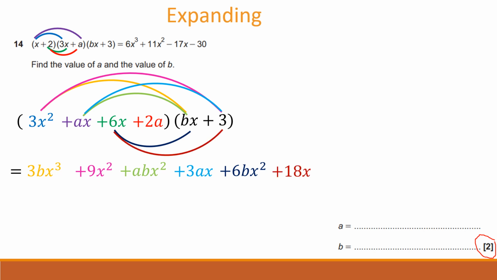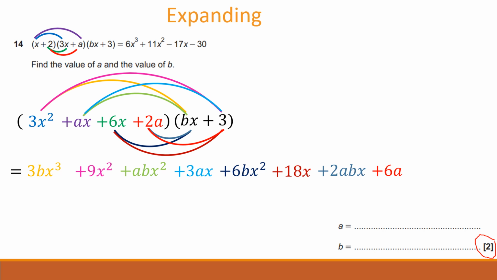And then I'm going to multiply the 2a by the bx, which gives me 2abx. And then I'm going to multiply the 2a by the 3, which gives me 6a. Every single term has been multiplied by every other term by doing it in this method. So if you break it down and work logically, it makes it nice and clear.